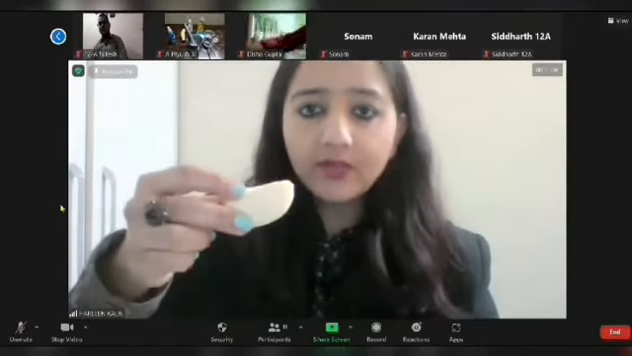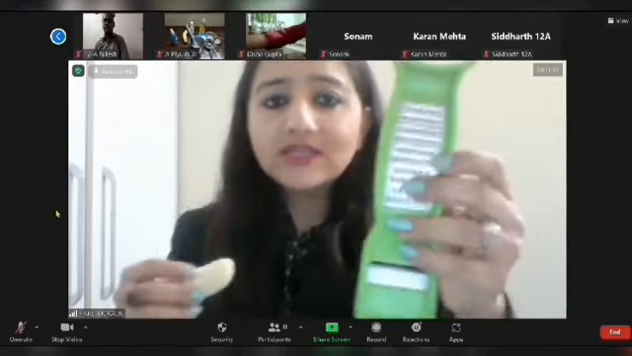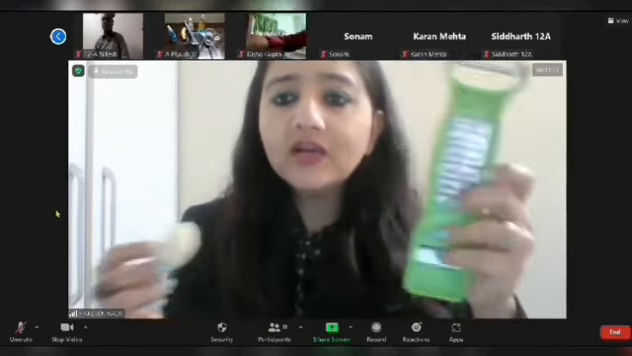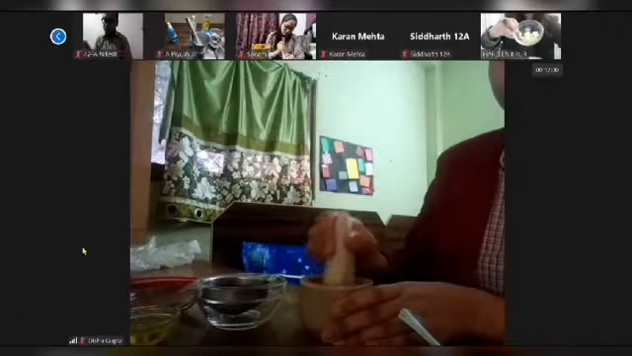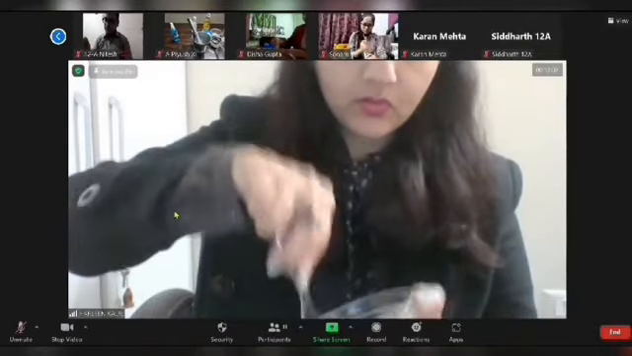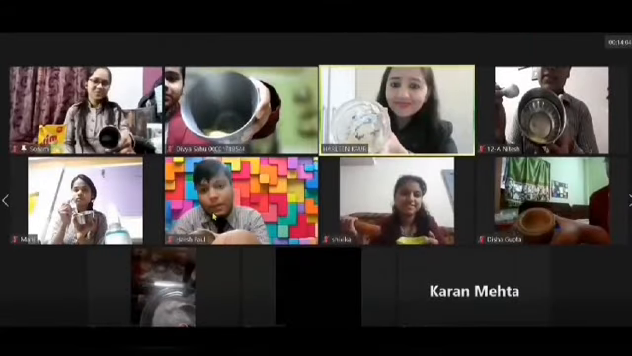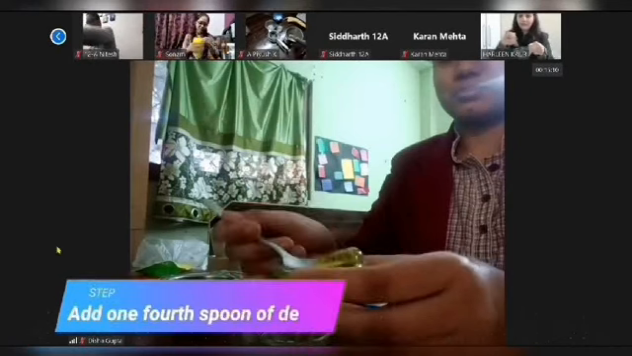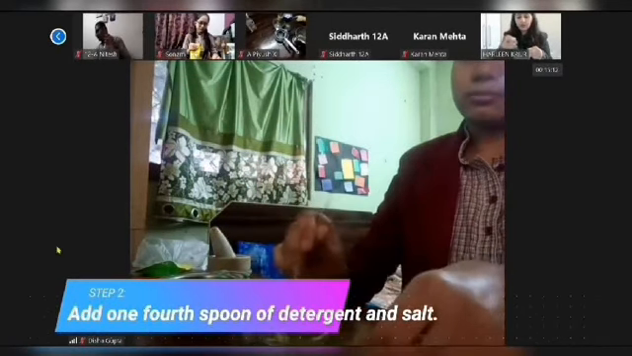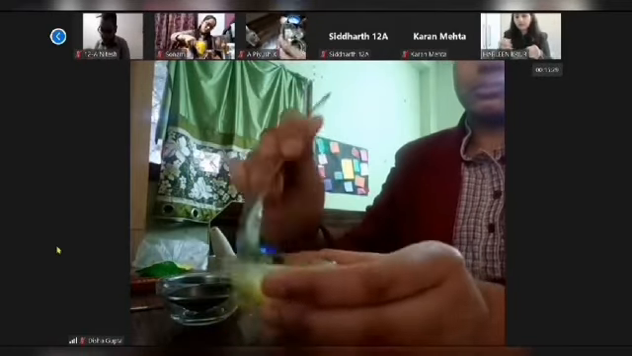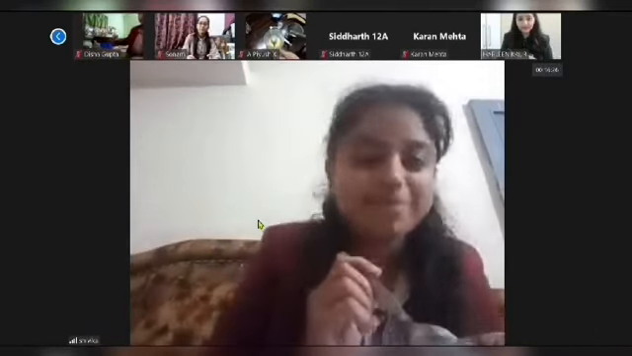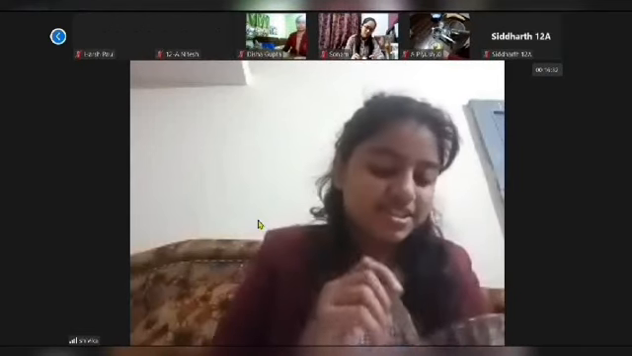Now I am taking this banana and I am using this grater to blend this. You can use any other thing. Now add 1/4 spoon of detergent and salt and mix them well. Ma'am, now I have blended the banana and I have mixed this detergent and salt.